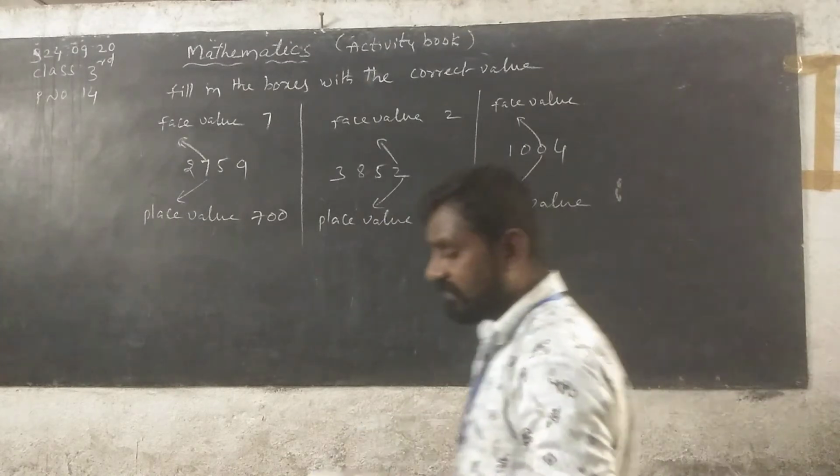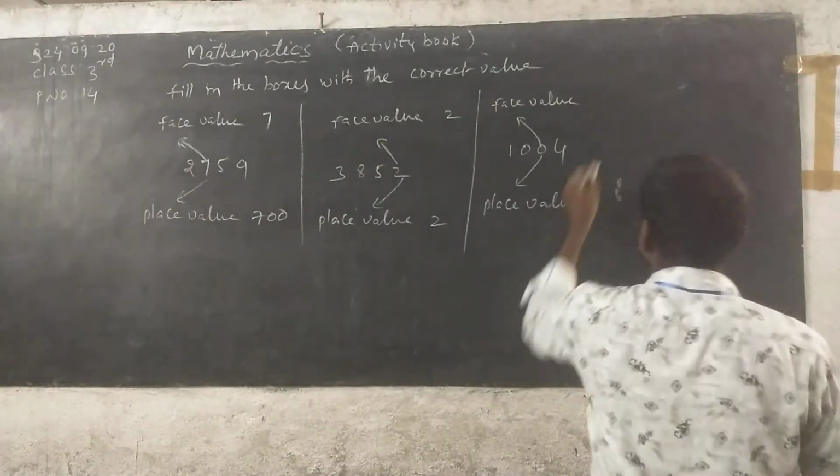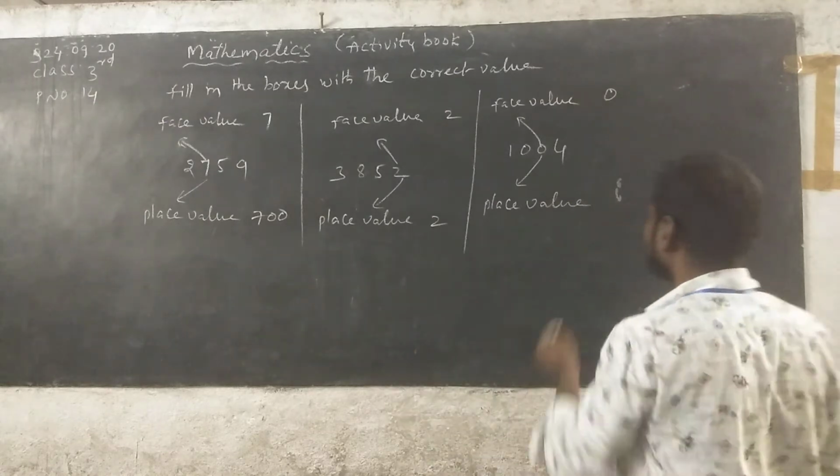See here, the face value of 0 is 0, whatever place it may be. Next, the place value of 0 is always 0. It won't be changed.